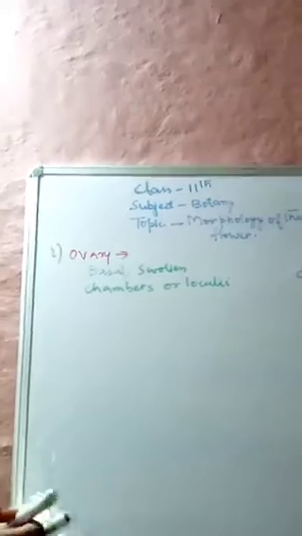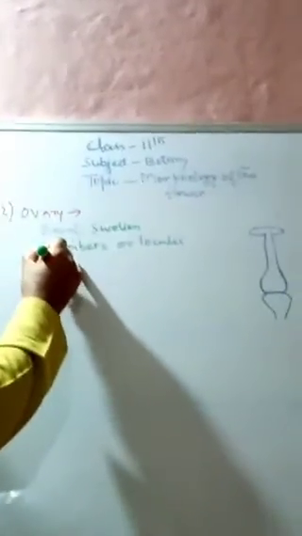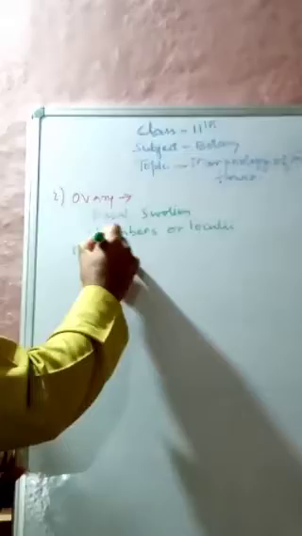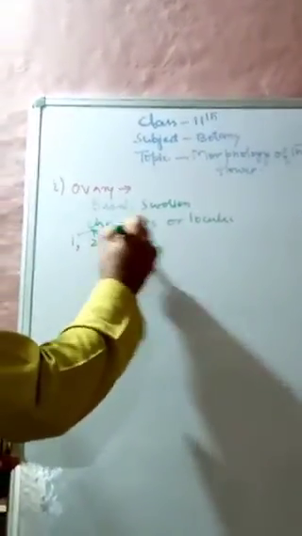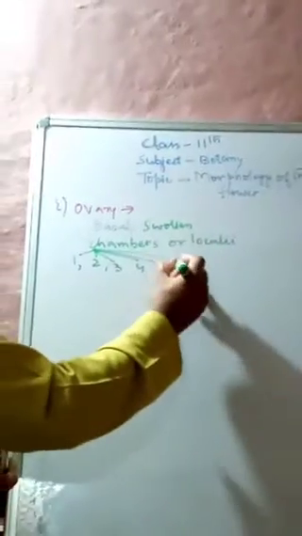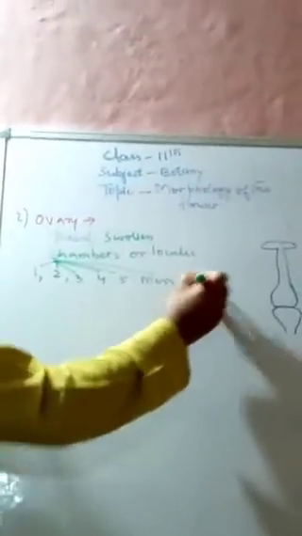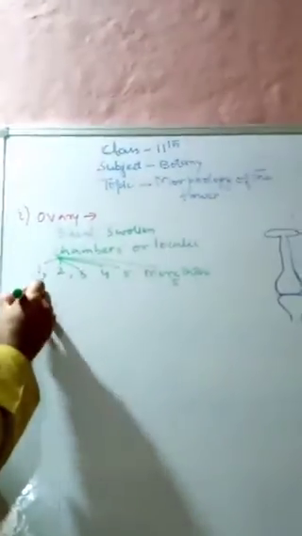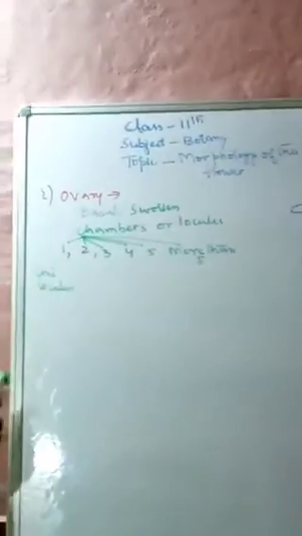On that basis, the chamber may be only one, only two, only three, four, five, or more than five. So, what we will say is, when there is one chamber, the ovary is called unilocular.